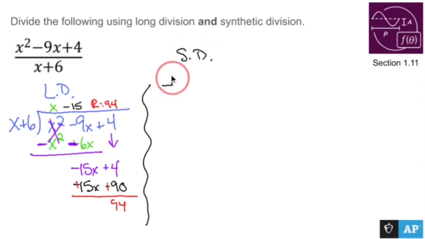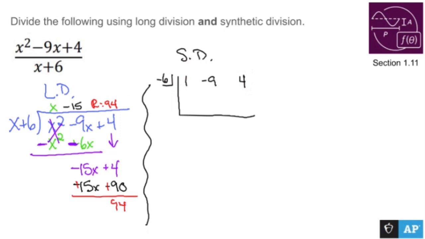You make a little box up here, you make a little box down here. In this box, you put the number that makes your denominator equal to 0. The denominator equal to 0 would have negative 6 make that happen. So I'm going to put negative 6 in here. Up here, I'm going to put the coefficients of everything in the numerator. So 1, negative 9, and 4. So that's your synthetic division setup.